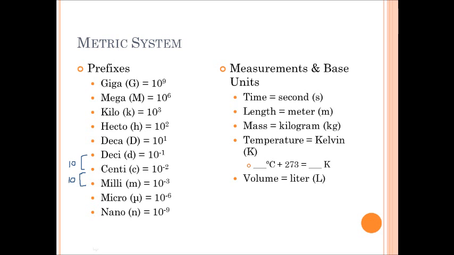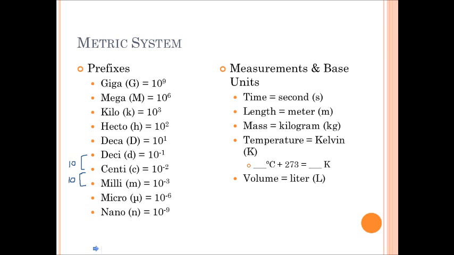And we have 5 basic measurements that you'll use. Time, your base unit is going to be seconds, so gigaseconds, megaseconds, whatever. Length we typically measure in meters. Mass, the base unit is kilogram. Temperature is Kelvin. Remember me talking about the fact that Kelvin was developed so that way you have no negative values. To get between Celsius and Kelvin, you just add 273. And then finally, volume will be measured in liters.